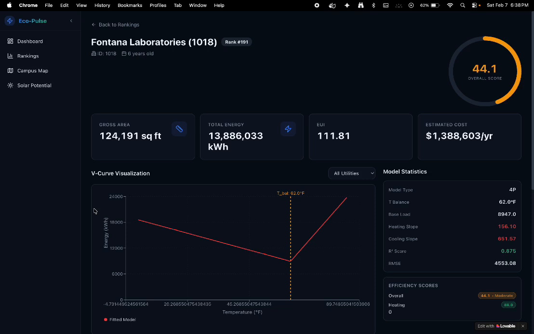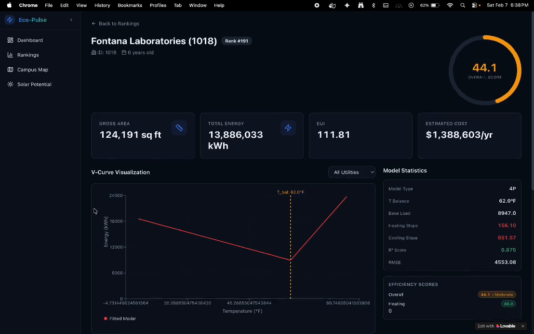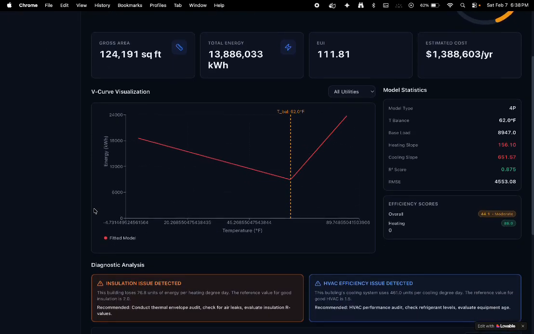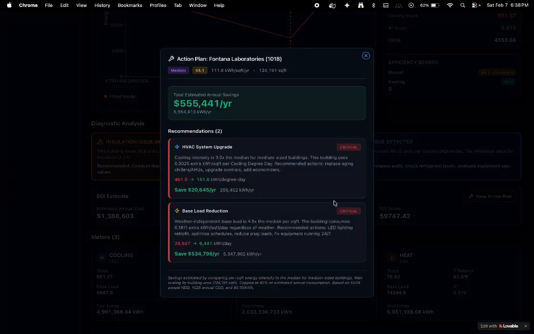A steep heating slope signaled heat loss due to insulation failure, while a steep cooling slope, which is shown here, exposed inefficient air conditioners working overtime to combat heat stress. By identifying these issues, we're then able to provide an actionable plan, which details steps to combat these issues and how much money you'll actually save.